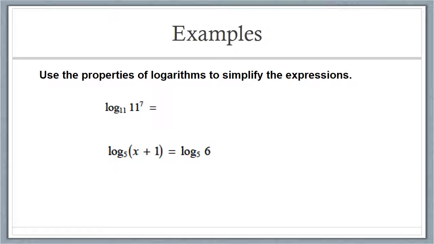All right, give these two a try, pause the recording, and resume to check your answer. Okay, the first one is 7 because log base 11 of 11 to the 7th equals 7, or again, they cancel each other out, they're inverses. And for this one, x plus 1 must equal 6 because you have log base 5 on both sides, so x must be 5.